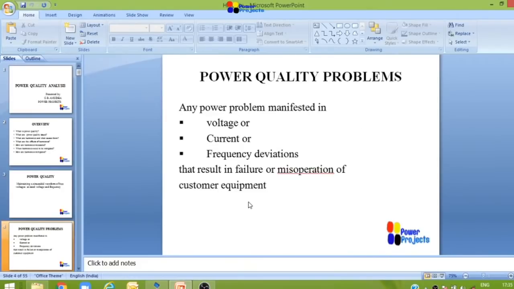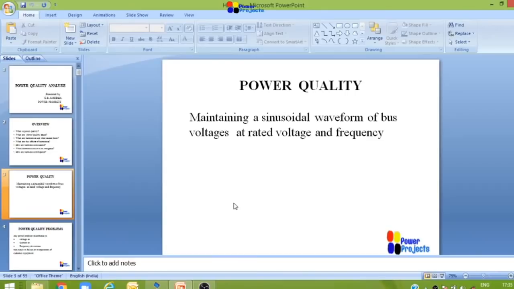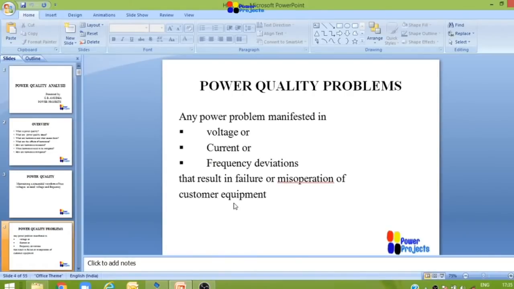So, what are power quality problems? Any problem associated with voltage or current or frequency deviations, either voltage deviation or current deviation or frequency deviation, that results in the misoperation or mal-operation of the equipment or results in the failure of the equipment, then those are called power quality problems. So, any problem that disturbs the quality of power is a power quality problem.